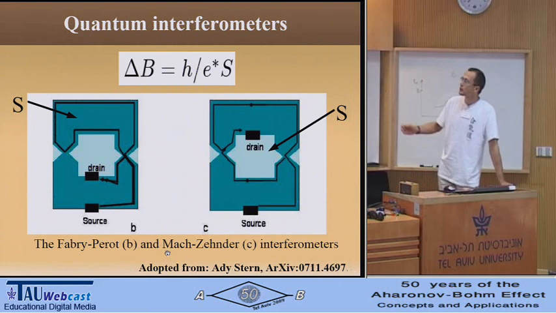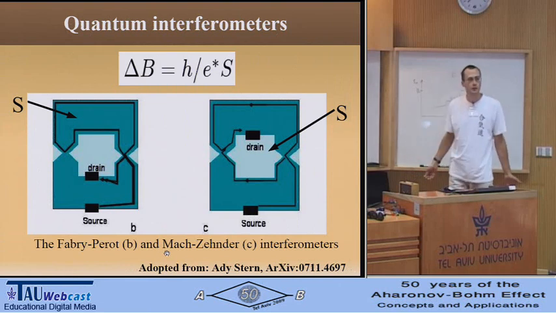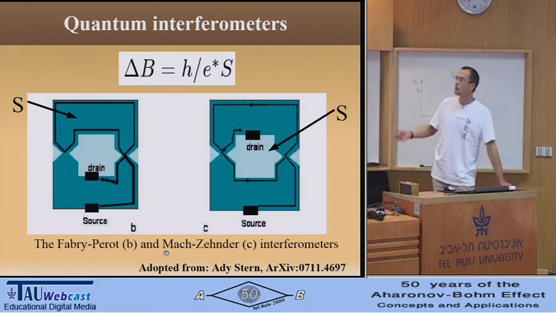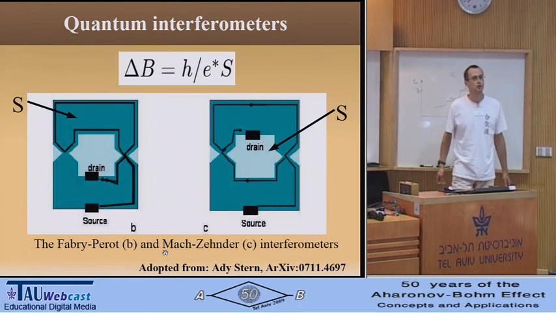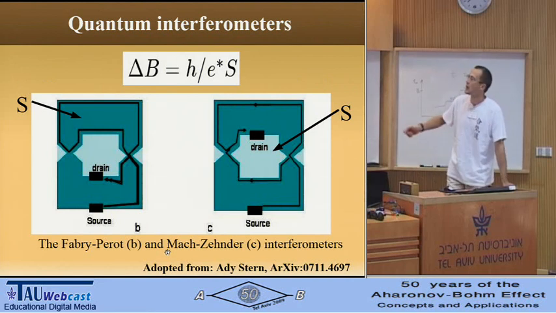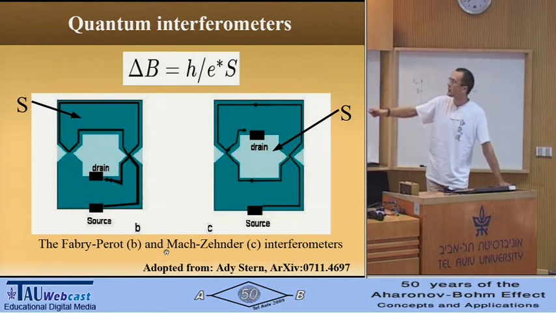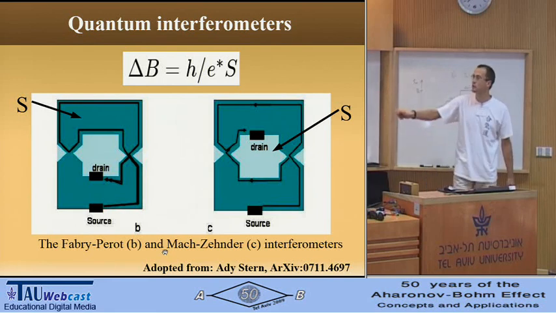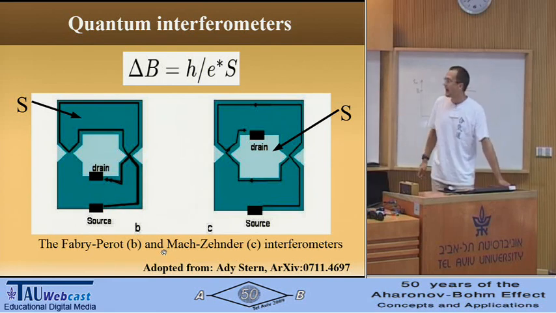Okay, also about quantum interferometers. Now everybody here knows that with the help of edge states and quantum point contacts, it's possible to realize two types of interferometers, the Fabry-Perot interferometer and the Mach-Zehnder interferometer. This picture is from the review of Adi Stern.